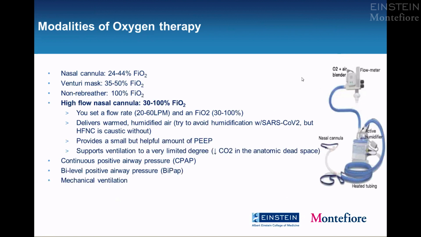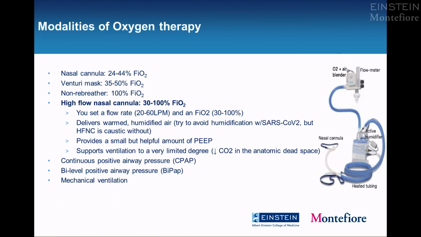High-flow nasal cannula. So we talked about this. Basically, with high-flow nasal cannula, there's two things you're setting. You're setting a flow rate anywhere from 20 to 60 liters per minute, and you're setting an FiO2 of anywhere from around 30 to 100%. And it delivers warmed, humidified air. I mentioned that we try to avoid humidification, but delivering 60 liters per minute without humidification is really difficult and very, very uncomfortable and unsafe for patients. So in this case, it probably is necessary.